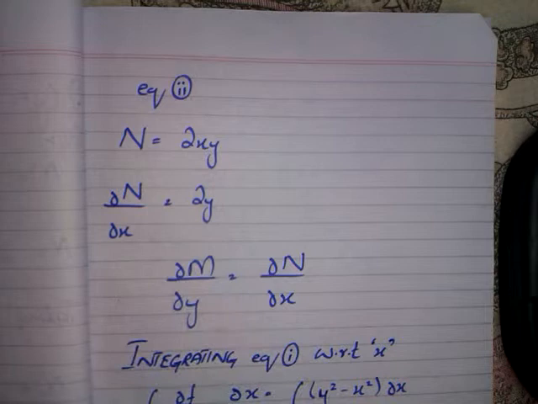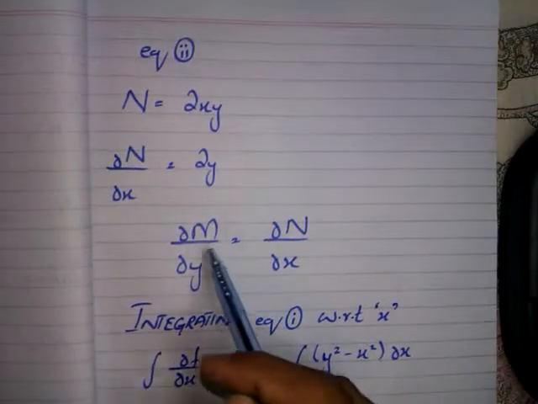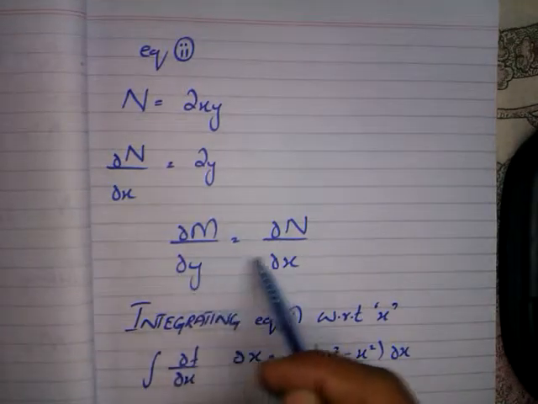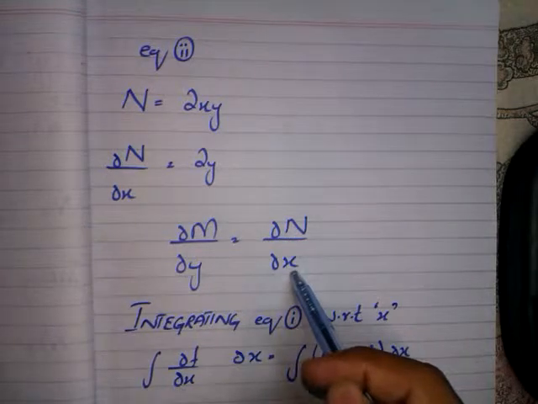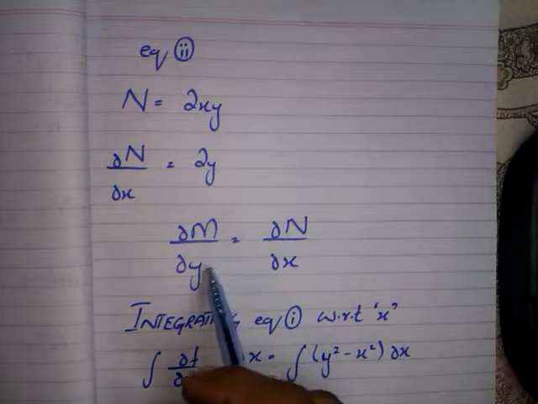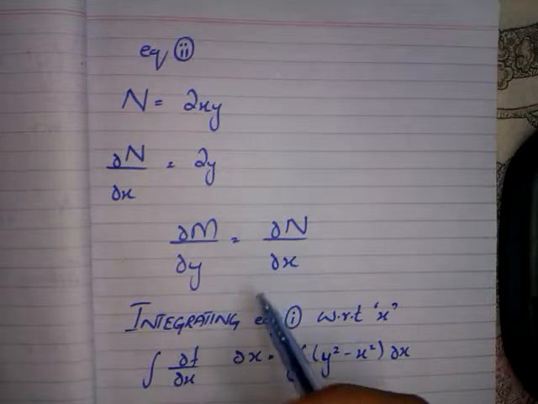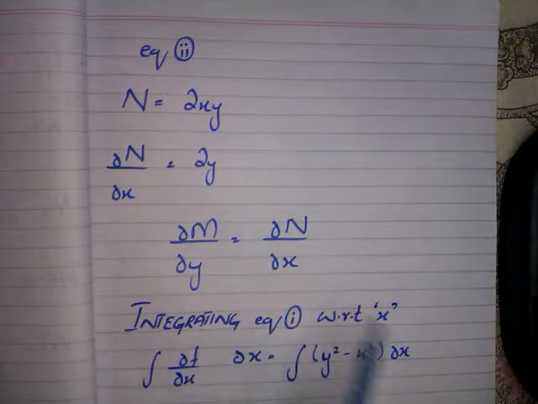is 2y. So the answer of ∂M/∂y is 2y and ∂N/∂x is 2y. The answers of both the equations are the same. This means the condition for being exact is true.